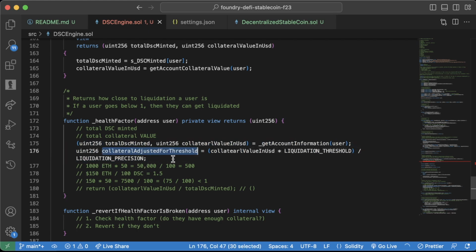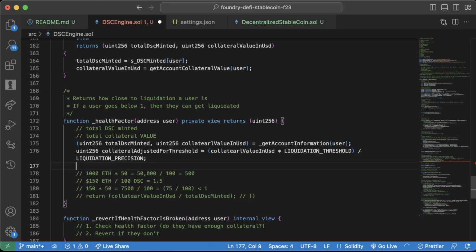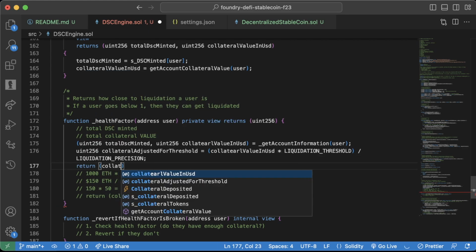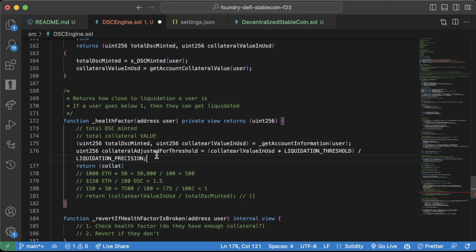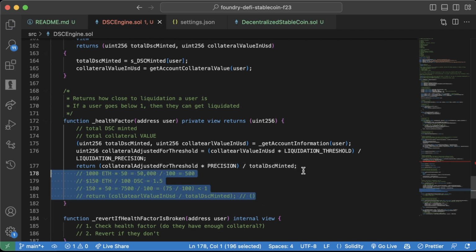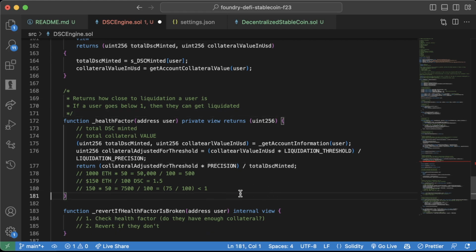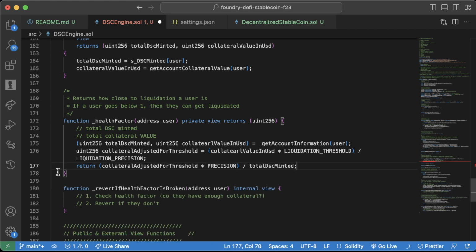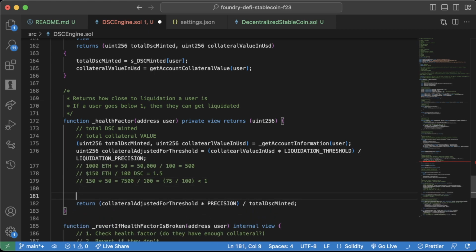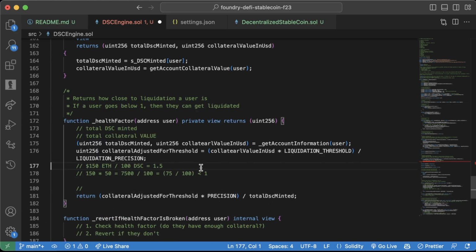So collateral adjusted for threshold. And now we can return this collateral adjusted for threshold times precision divided by that total DSC minted. And now this will give us our true health factor. If this is less than 1, you can get liquidated. Now, this is one example, right? Let's look at another example.